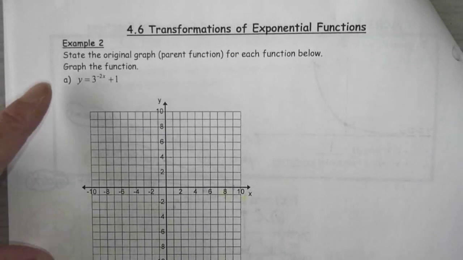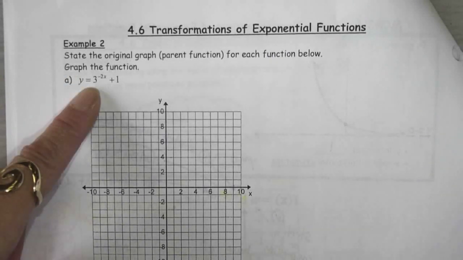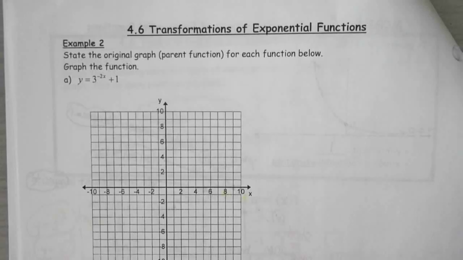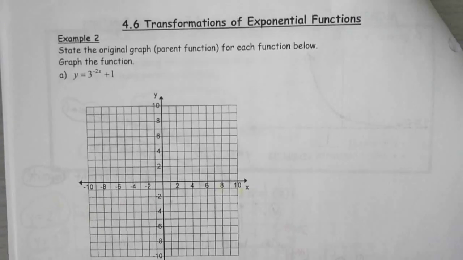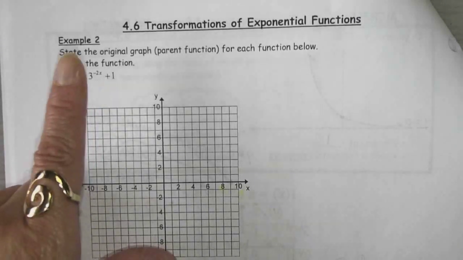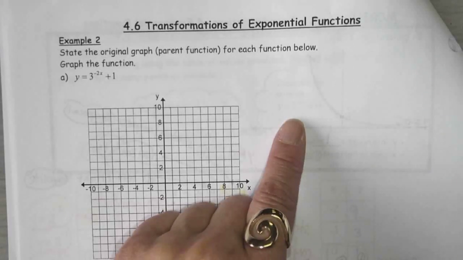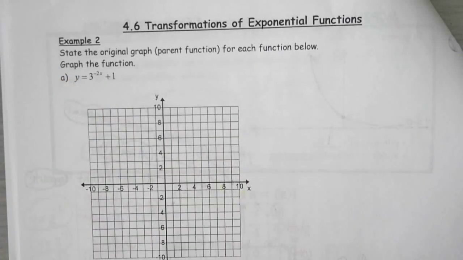The original graph, the parent function, and then graph it. So it's not asking you to describe. Remember, you do not have to describe it. You can just think it in your head, but the description helps you make the equation. I need to be able to describe it in my head so I can get to the equation.